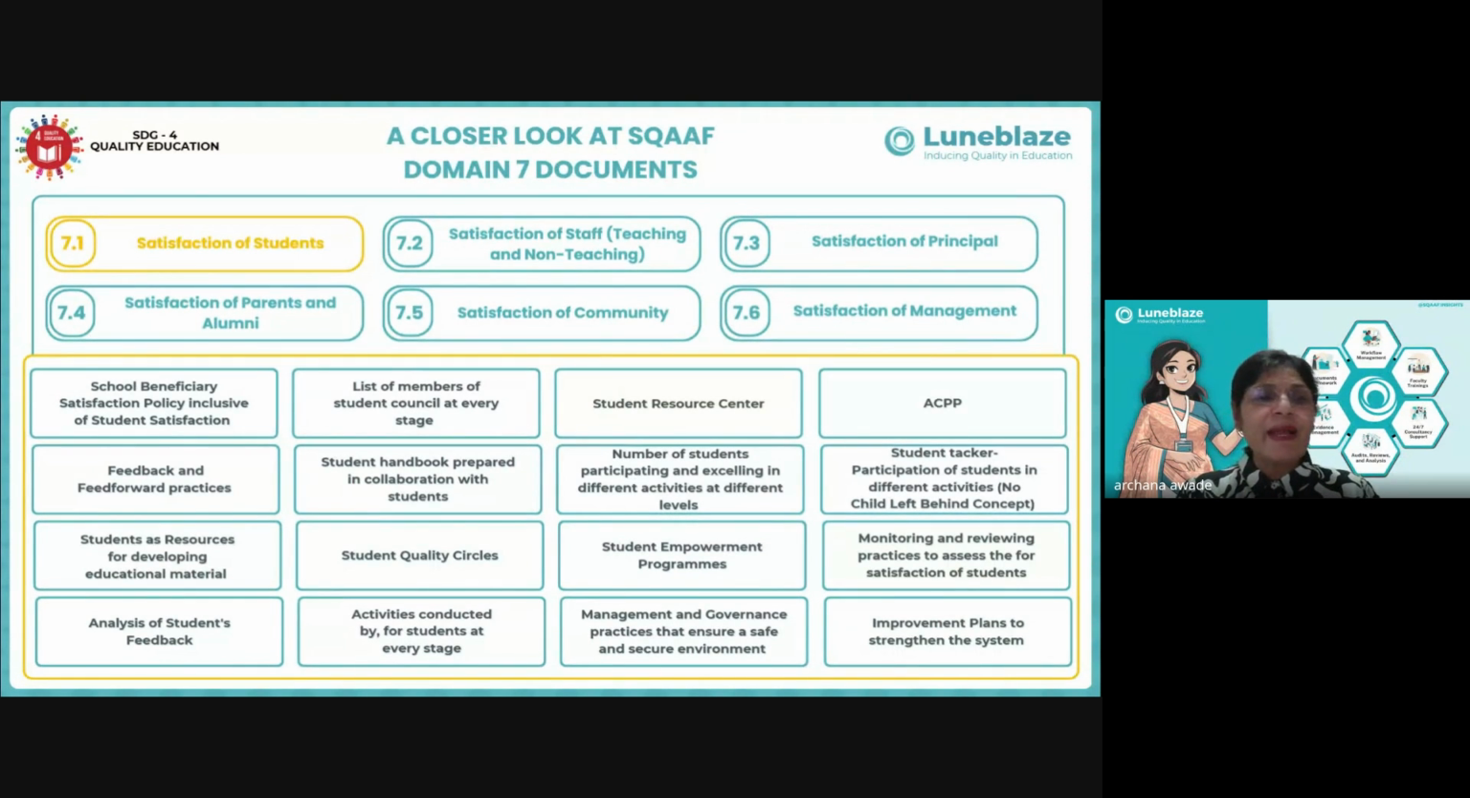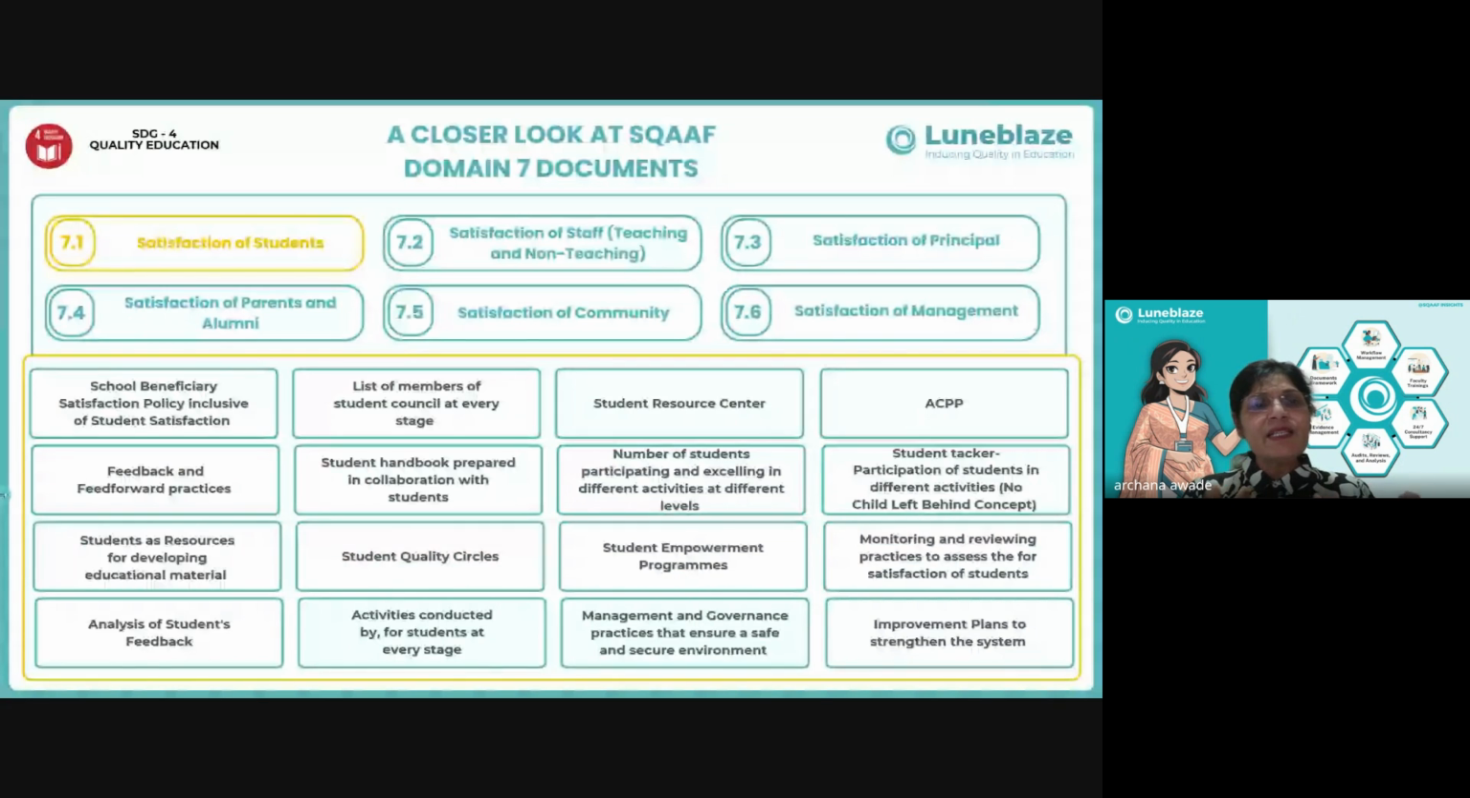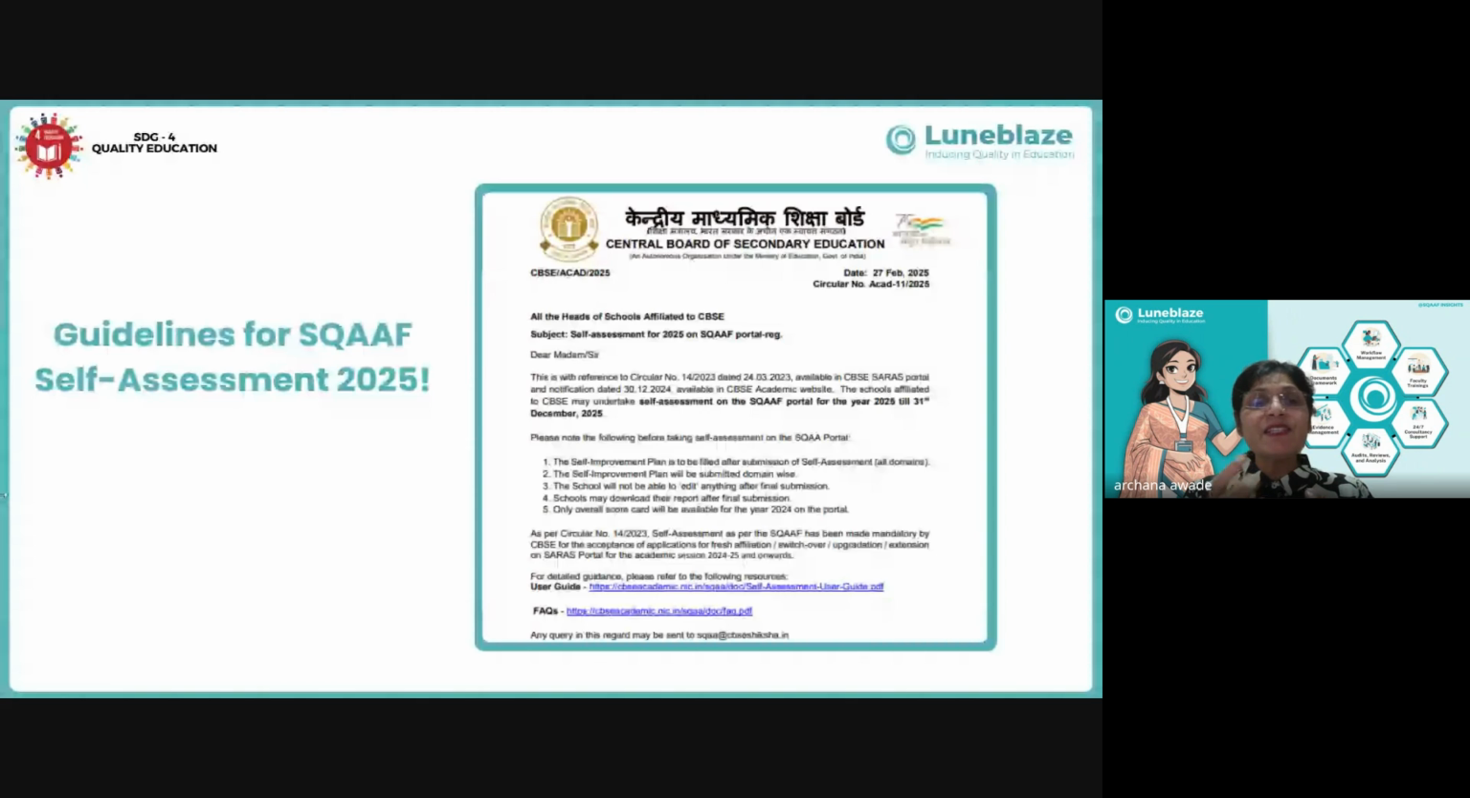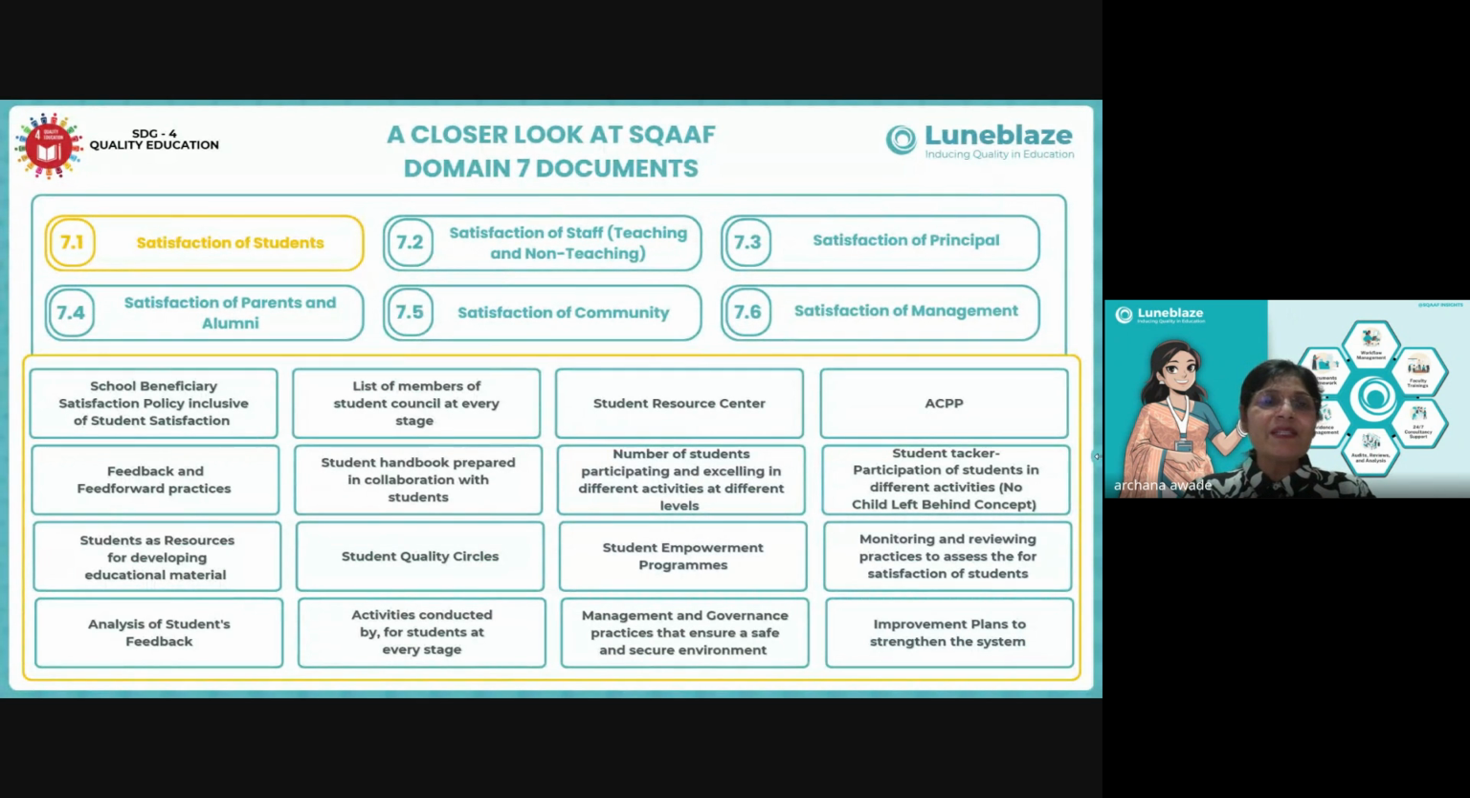And then you have to look at the management and governance practices that ensure a safe and secure environment. So schools should have documented safety policies for children. They should have child protection committees in the school, and also a reporting system to build trust among the children and the faculty members. Then improvement plans to strengthen the system. Feedback is meaningless without action, and the school must document action plans based on the survey, feedback, and observation. And why do you think it is important to strengthen the improvement plan through a proper system in the school?